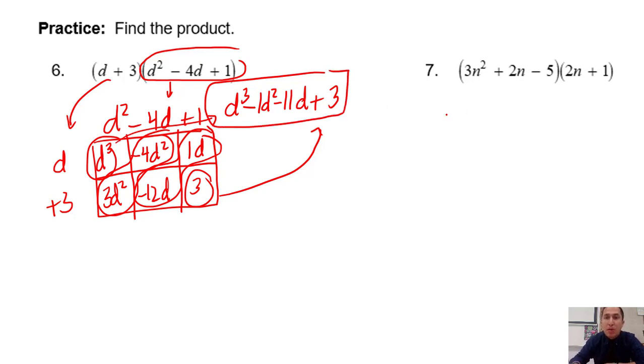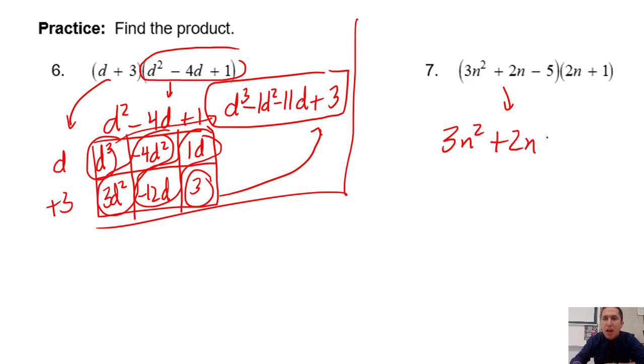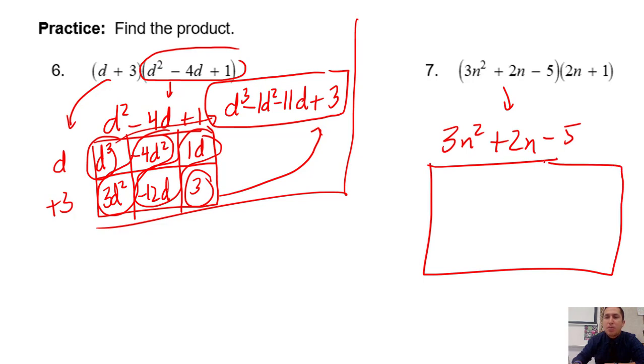All right, one more time. Here we go. Now I've got the trinomial in front, which is awesome, cool. I want to write him down. 3n squared plus 2n minus 5. Do it just like that. Leave 3 columns. There's 1, there's 2, there's 3. This guy comes on the side, 2n plus 1.